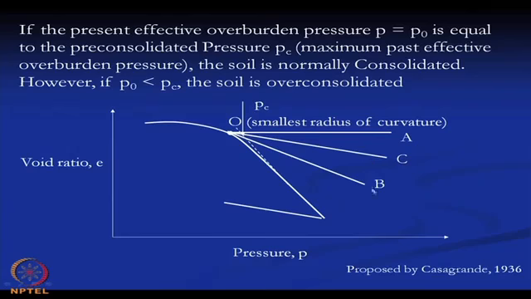Now, there is another very important thing: the over consolidated soil. What is over consolidated soil? If the current pressure which is applied on the soil is less than the pressure which was previously applied on the soil, that is, the soil has experienced more pressure than is currently applied, then that soil is called over consolidated soil.